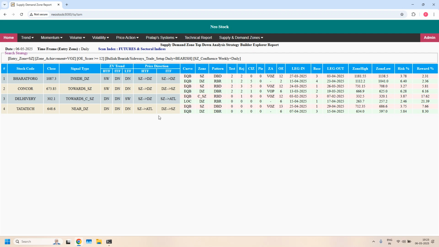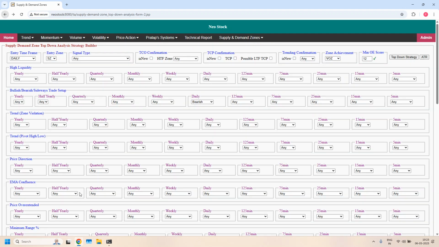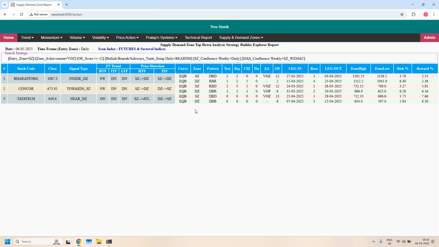Let's verify. Further filter based on weekly supply zone with weekly EMA confluence. So we got 3 stocks. So these 3 daily supply zones are having more high probability to get success. Maybe that is the reason why see some of these stocks are already tested multiple times.